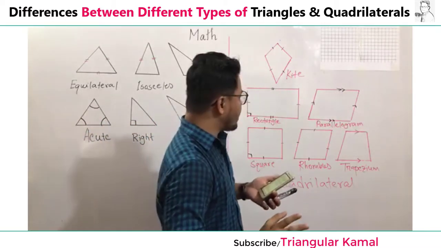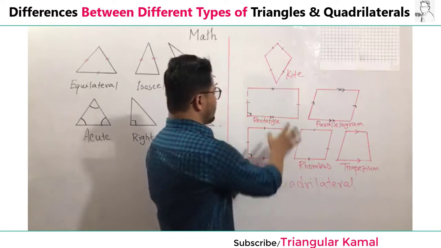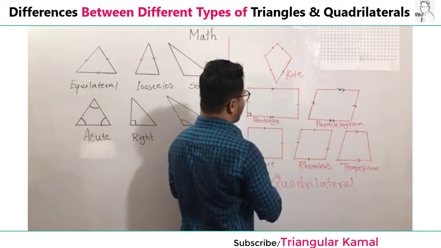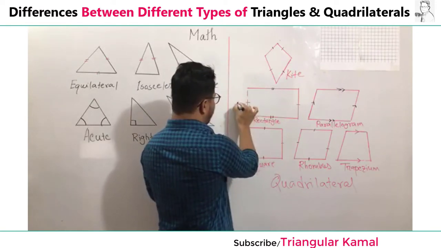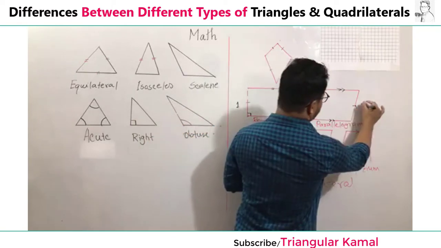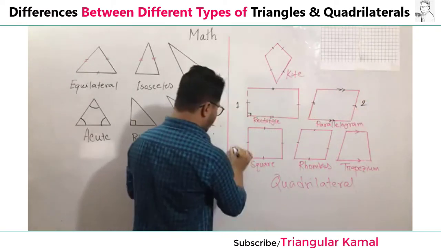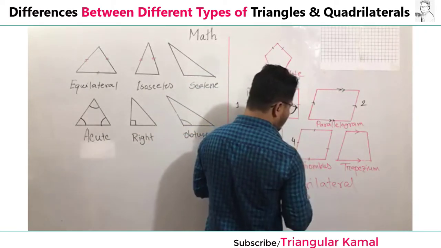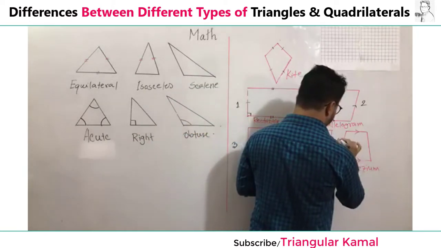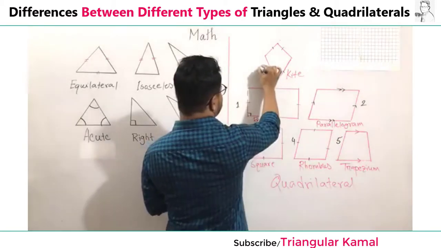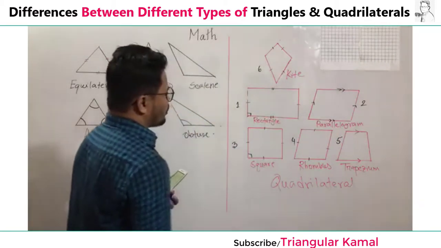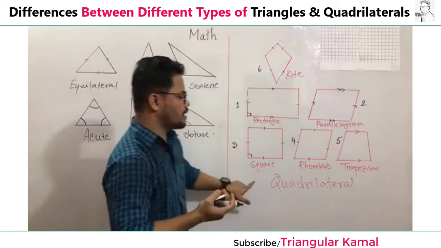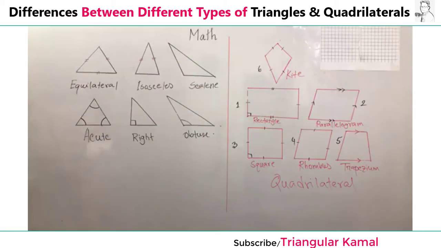There are 6 types of basic quadrilaterals: number 1 rectangle, number 2 parallelogram, number 3 square, number 4 rhombus, number 5 trapezium, number 6 kite. So we see 6 types of quadrilateral on the board.